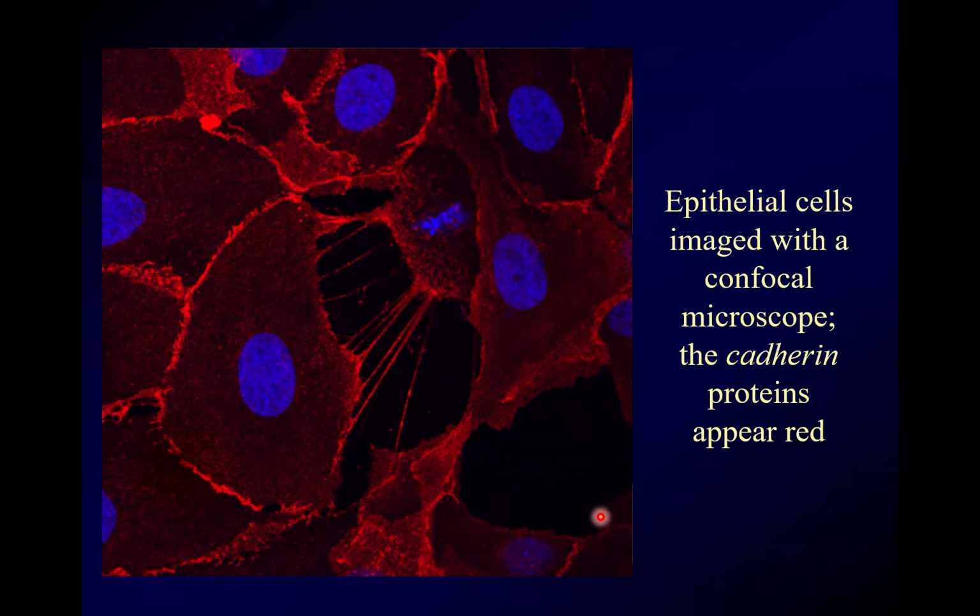These are epithelial cells. Not sure from what part of the body, although they look pretty close to what you would find on the inside of your mouth. And these have been imaged with a confocal microscope. You can see the nuclei are staining blue, the cadherin proteins are staining red, and these are the proteins that hold one cell to another cell. They form these cell to cell junctions. So you can see there's a lot of them right where each cell meets every other cell.